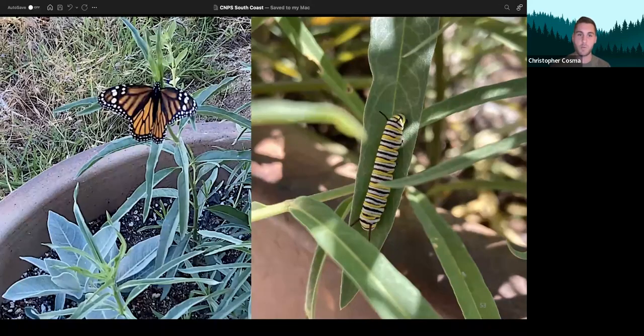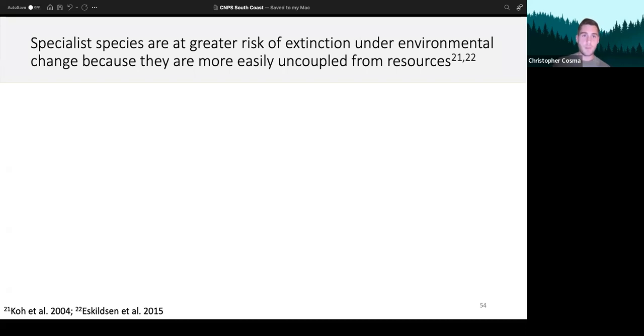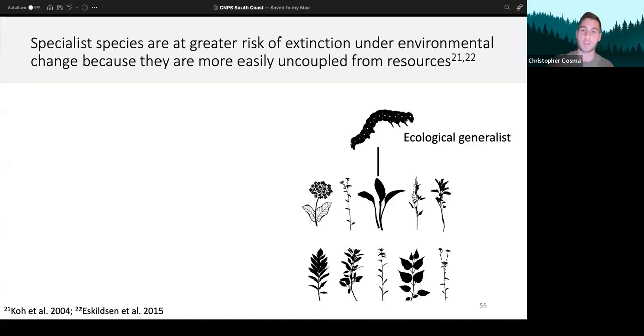But one thing that we know in particular about Lepidoptera, and especially from the example of the monarch butterfly that's taught us so much about species interactions, is that butterflies and moths rely very strongly on particular hosts and nectar plants. And I'm going to be talking about this in the rest of this talk. So we know that the monarch butterfly needs milkweed. And this is an example of a specialized ecological relationship. And so we know that specialist species are at greater risk of extinction under environmental change because they're more easily uncoupled from those resources that they need to rely on. And so I'm going to go through a quick example of this idea here.